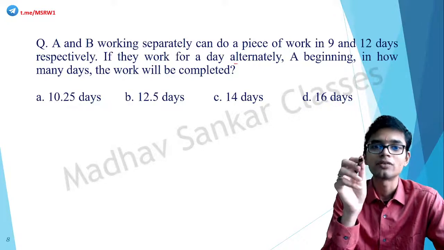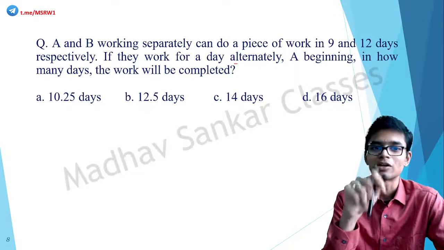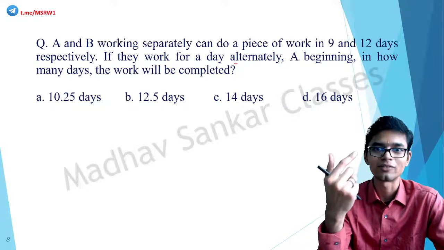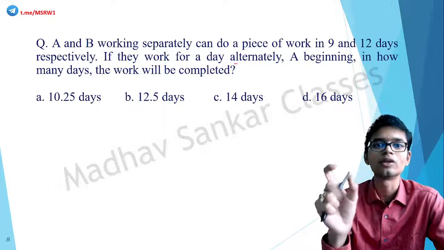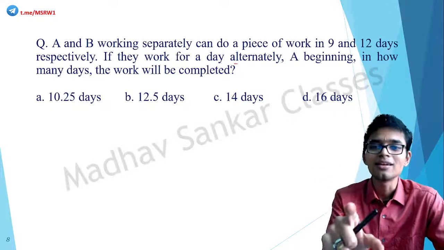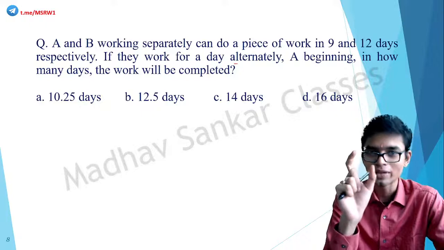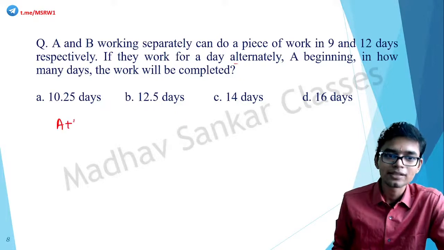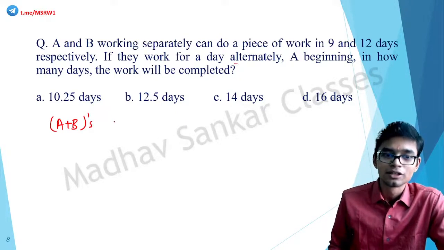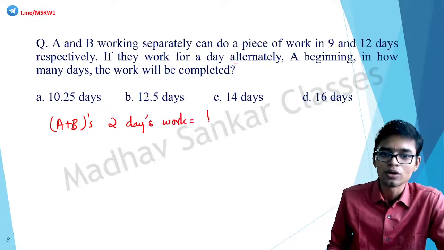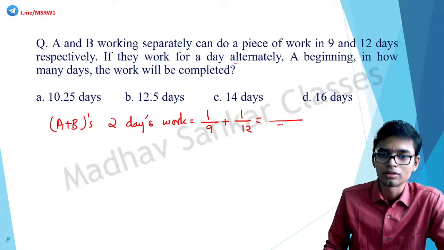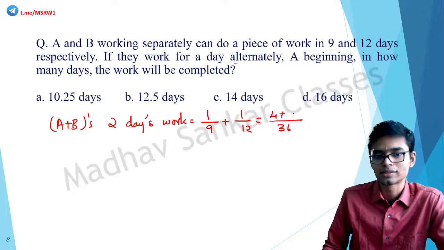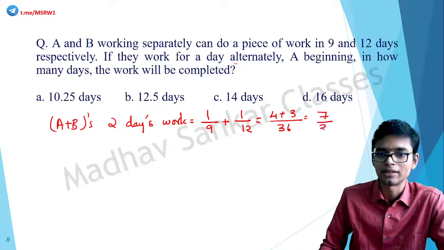Okay, so we cannot say A and B are working together. We can't say A plus B is 1 day's work. That doesn't work here. Why? Because on a given day, only one of them will work. Correct. But still, we can group them. How? If you know that trick, you can solve this question. This is how you do it. A plus B's 2 days work. That's it. This is the trick. It is equal to A's work plus B's work, which is 4 plus 3, equal to 7 by 36.